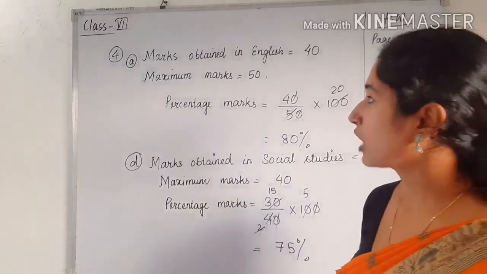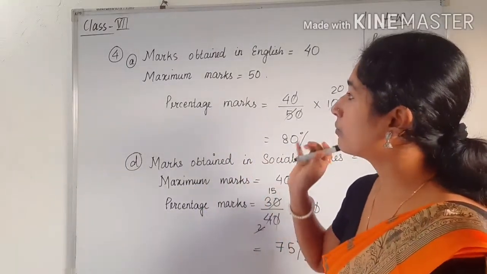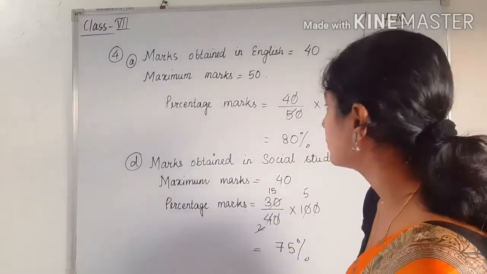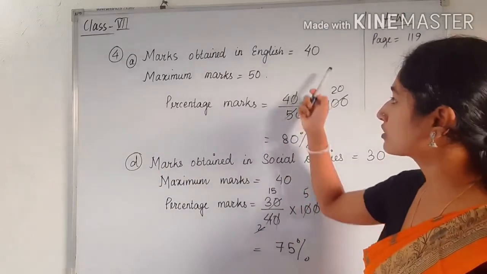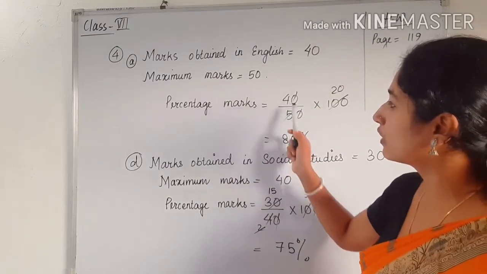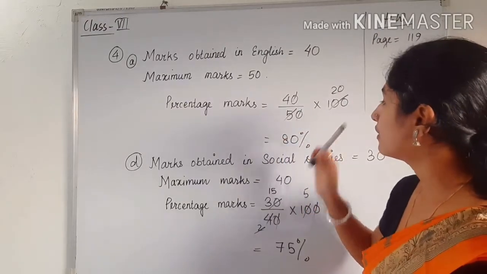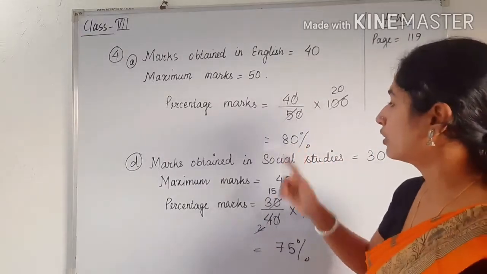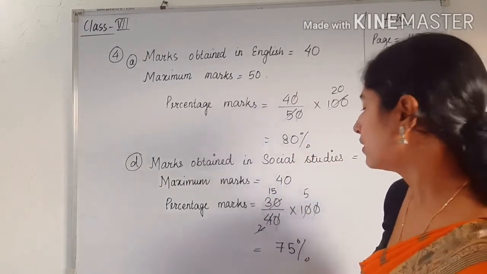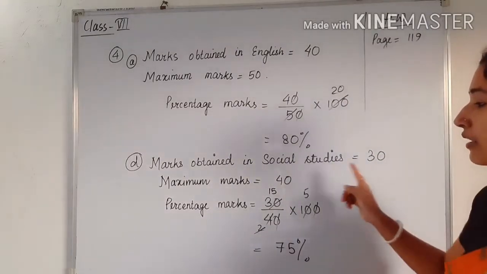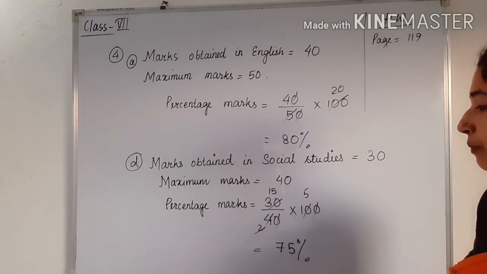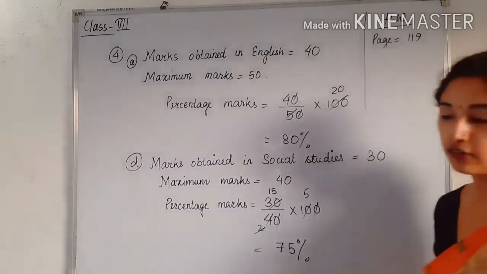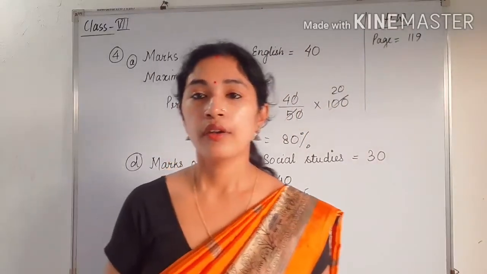So see, I am doing parts A and D. In A, the marks obtained in English is 40 and the maximum marks is 50. So what will be the percentage marks? We write this as a fraction, 40 by 50, because out of 50 he got 40, into 100. After cancelling, finally we got 80. Similarly in D, marks obtained in social studies is 30 and the maximum marks is 40. So the percentage marks will be 30 by 40 into 100. After cancelling, we are getting 75%. Similarly, you have to do the remaining questions also.